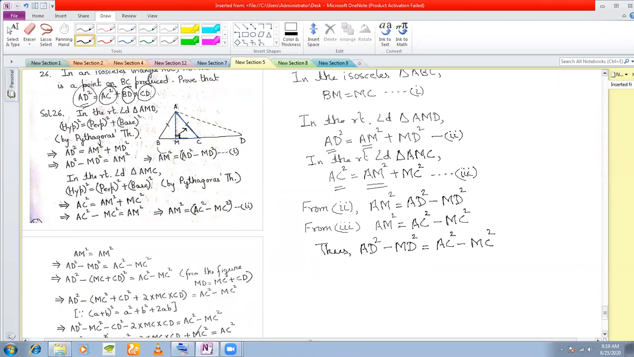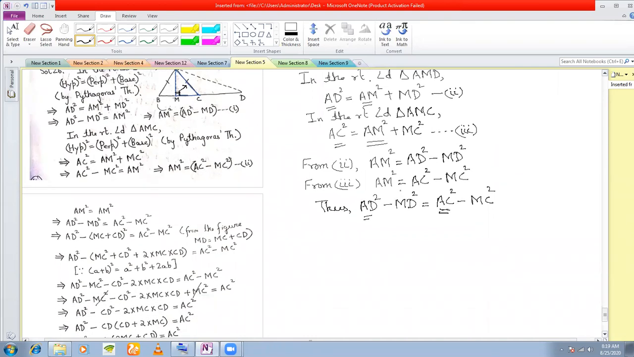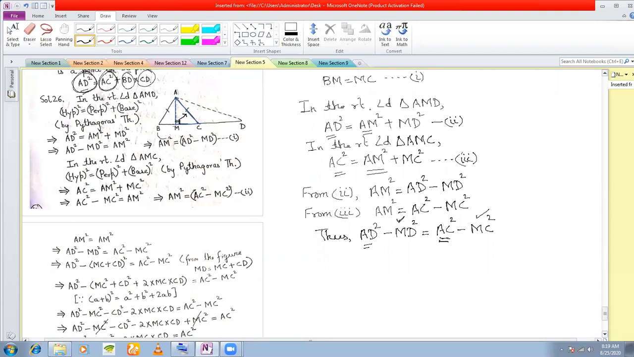Now see, which ones are the unwanted ones here that I am getting? AD square I have in the proof. I have it here. AC square is there in the proof, which I have it here. Now MD and MC are not there, which I don't have. What I'll try to do is I want to remove this MD and this MC. How do I do it? I try to establish a relation between MD and MC. Now see MC is this length, and MD is this length.